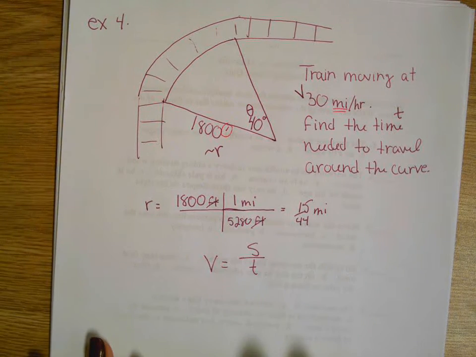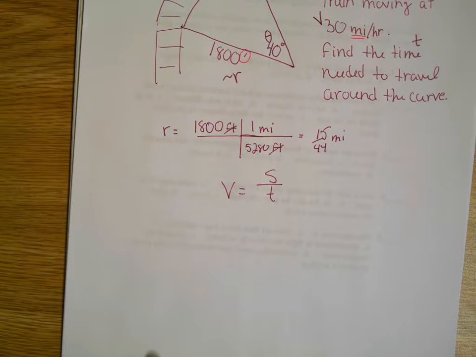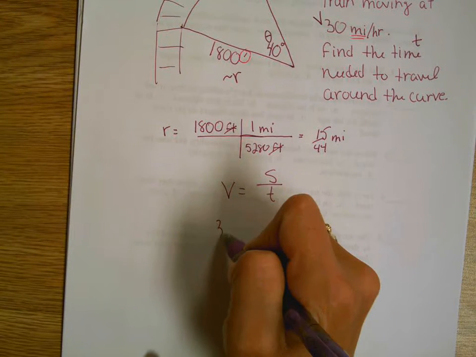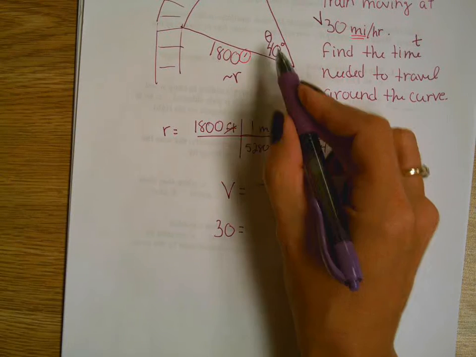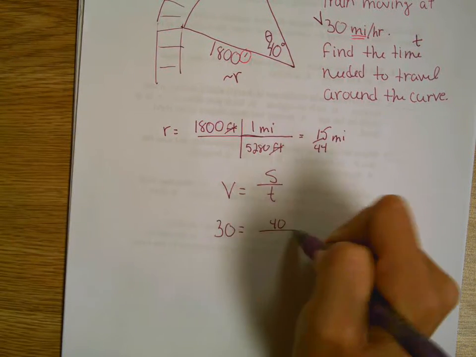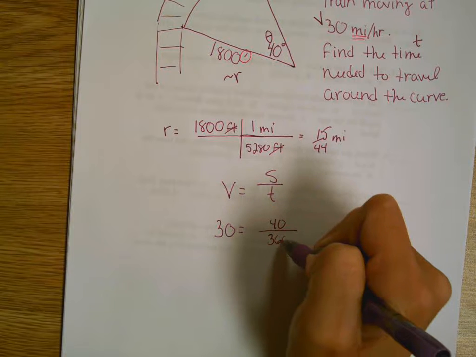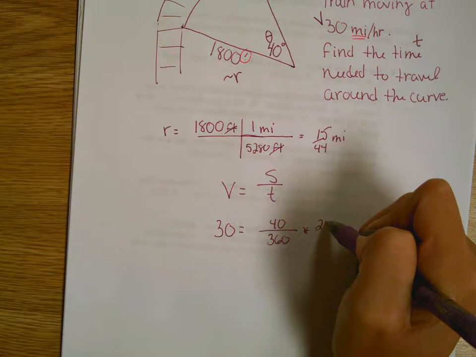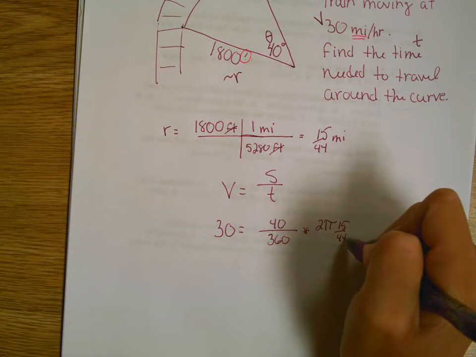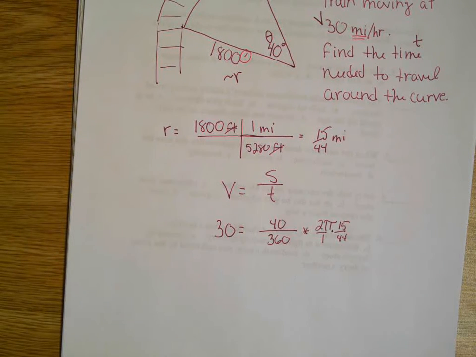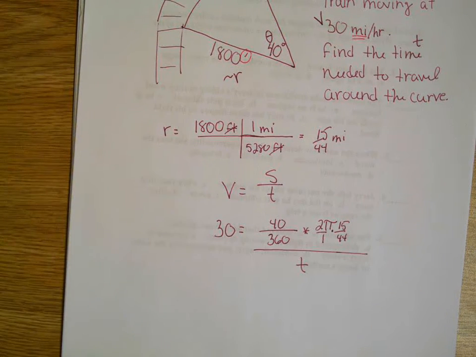Okay, now we're ready. V equals S over T. So we substitute big V is 30. S is our fraction times circumference. Our fraction is 40 out of, what's my bottom this time? 360 because we're in degrees. Times 2 pi. R is 15 over 44. I'm going to get stuff lined up here so everything stays lined up. And then we got to divide by time.